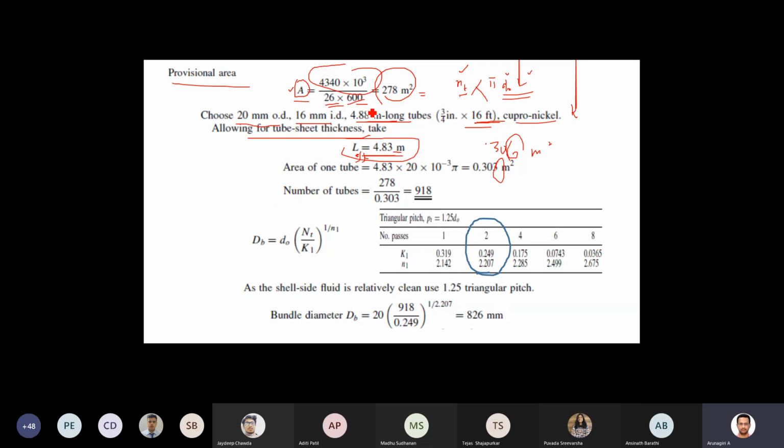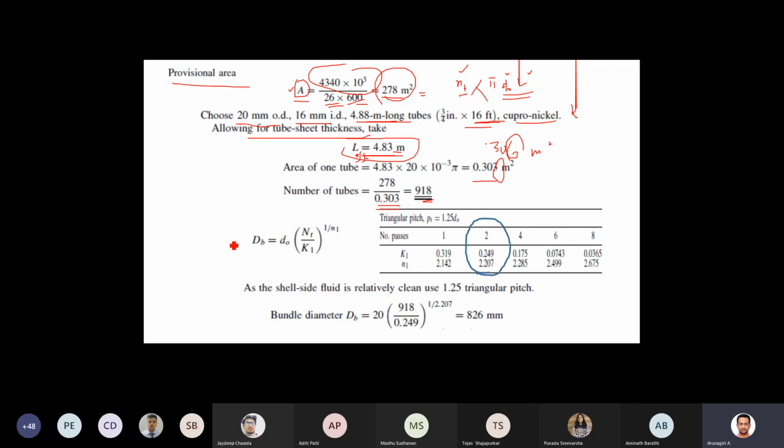Now the number of tubes. This is the heat transfer area of one tube. So the total heat transfer area divided by the area of one tube will give the number of tubes, 918 tubes.